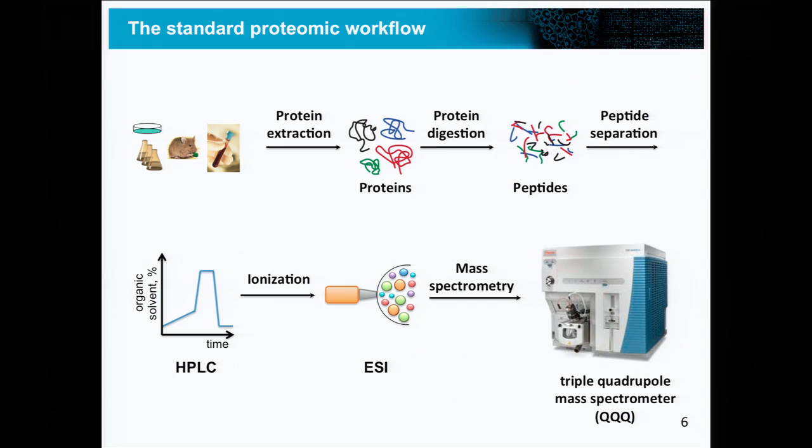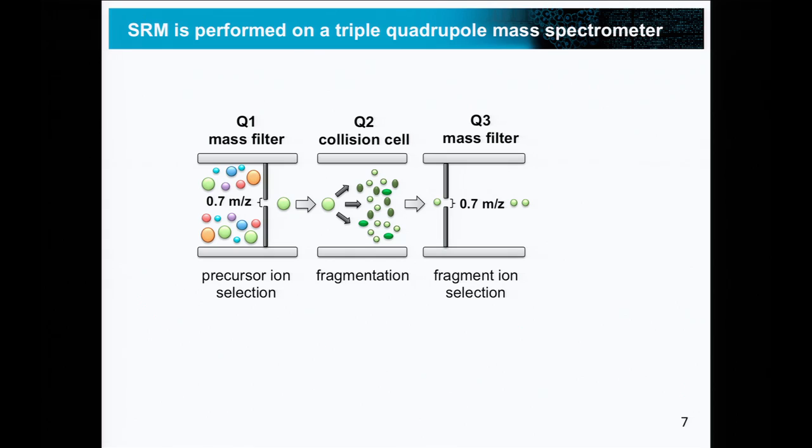The difference really only arises at the last step, namely at the step of the mass spectrometry. And in an SRM experiment, the mass spectrometer that you work with is a so-called triple quadrupole mass spectrometer. As this name already suggests, triple quadrupole mass spectrometers are built out of three quadrupole mass analyzers that are all used in a row.